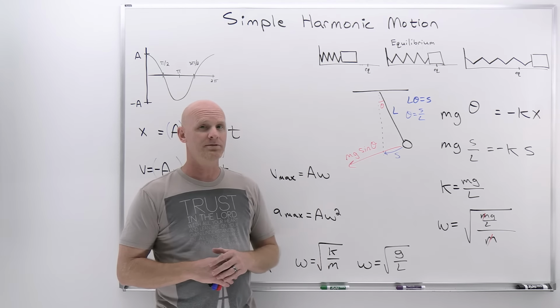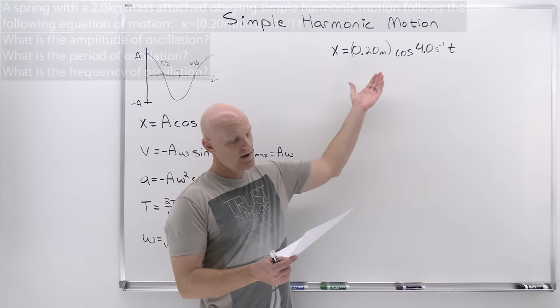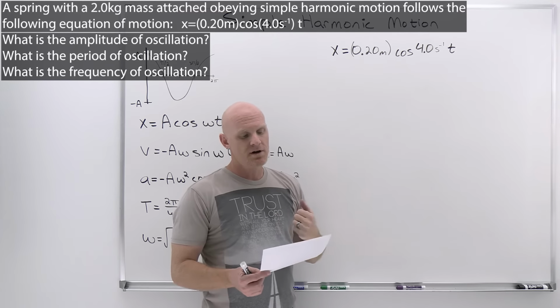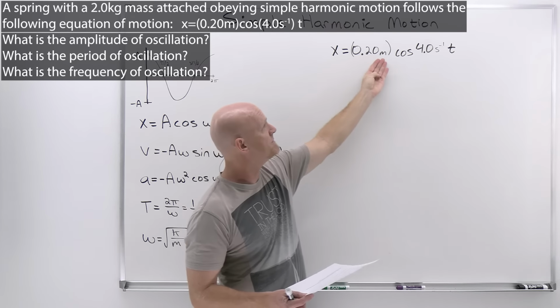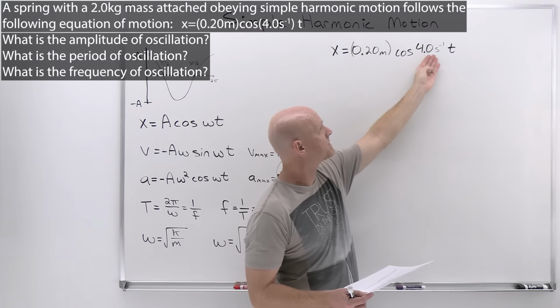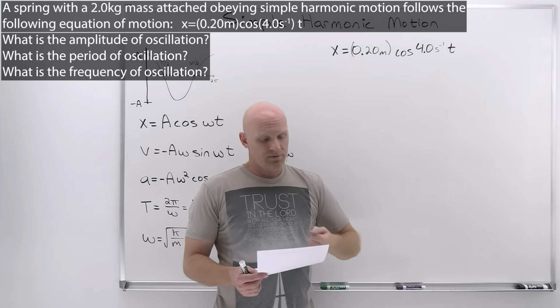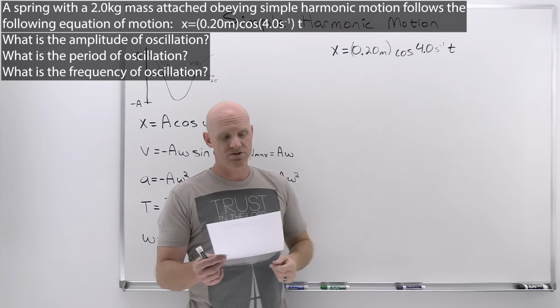Let's do some problems. All right, so the next series of questions are all going to be related to this problem right here. A spring with a 2.0 kilogram mass attached, obeying simple harmonic motion, follows the following equation of motion. So x equals 0.20 meters times cosine of 4.0 per second times time. All right, we're going to see what is the amplitude of oscillation, what is the period of oscillation, what is the frequency of oscillation, and 3 more questions when we get there.